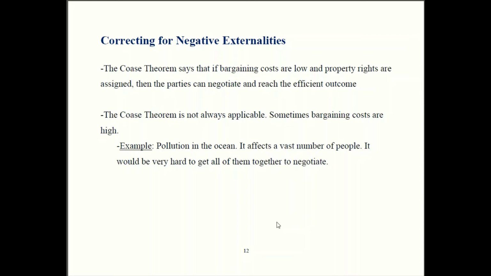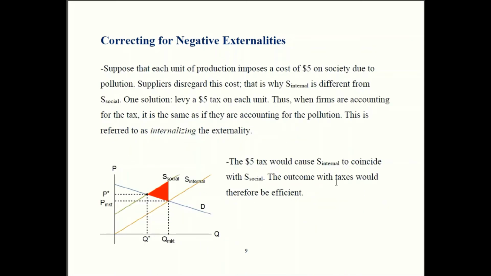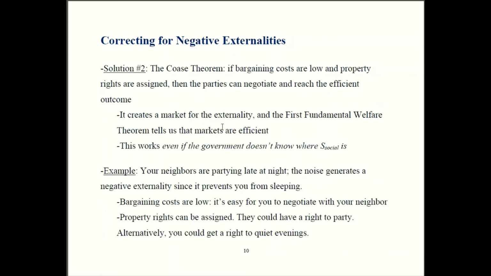So bargaining costs are not low when you're talking about pollution in the ocean. So if you're trying to address pollution in the ocean, you can't rely upon the Coase theorem. You've got to use some other solution instead. You could try taxing pollution, like we had earlier over here. So if the pollution caused a $5 harm in society, impose a $5 tax. You can do that, but you can't use Coase when you have pollution in the ocean.